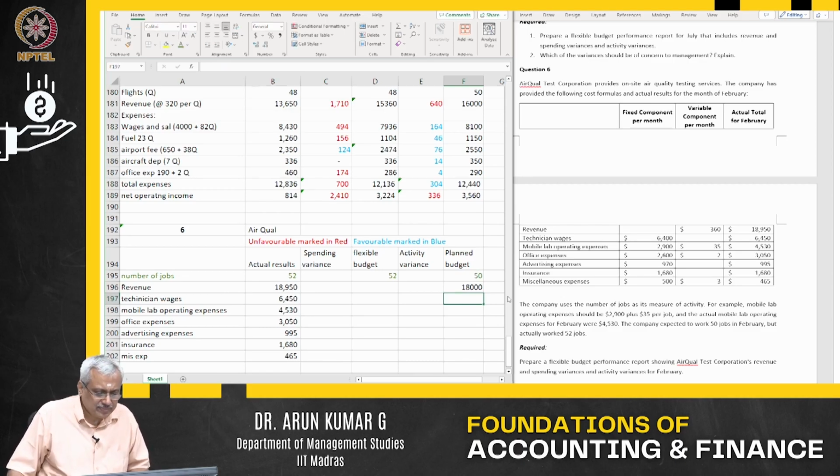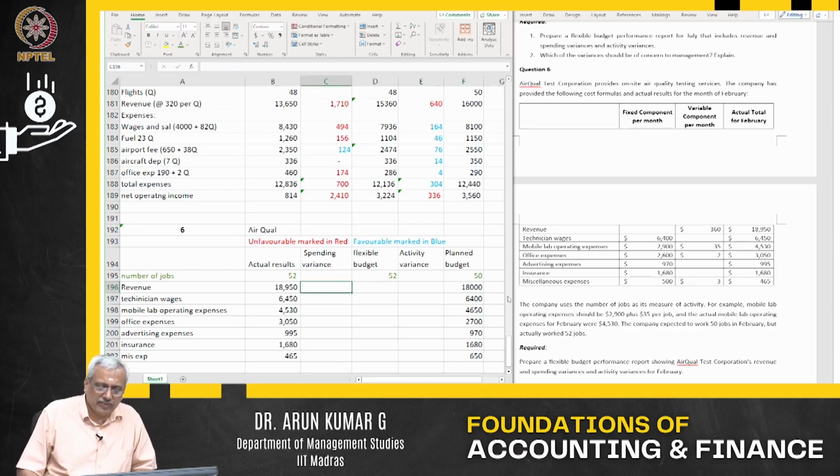And what are the technician wages? $6,400 is basically fixed in this particular case. Mobile lab operating expenditure is $2,900 plus $35 into the number of jobs. My office expenditure is $2,600 plus $2 into the number of jobs. Advertising expenditure is $970 fixed, no variable. My insurance is $1,680 fixed, no variable. And then my miscellaneous expenditure is $500 plus $3 into the planned number of jobs, and that's what it is.